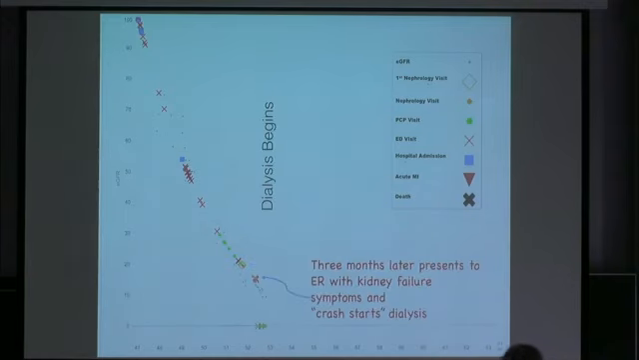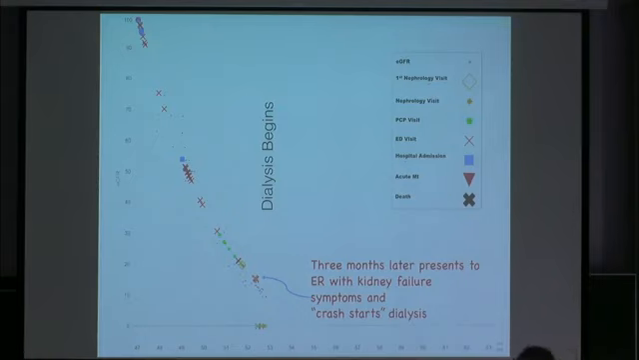3 months later, they presented to the emergency room with kidney failure symptoms, and they started dialysis. What this means is that the person, on an emergency basis, had to start dialysis, which is a very risky procedure for them because all kinds of lines have to be inserted, and it's dangerous for their health. But it's also a very expensive procedure. This is actually the single most expensive procedure that can happen in a hospital system as a one-off procedure for an individual.